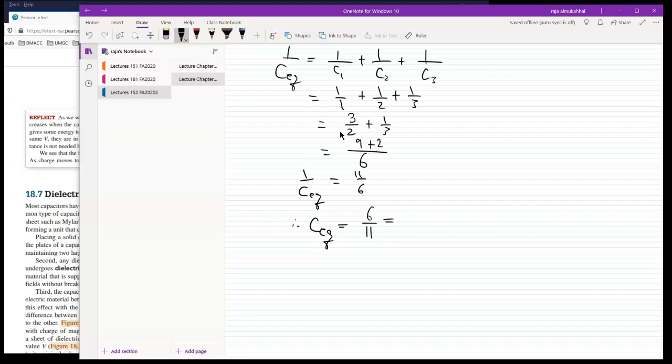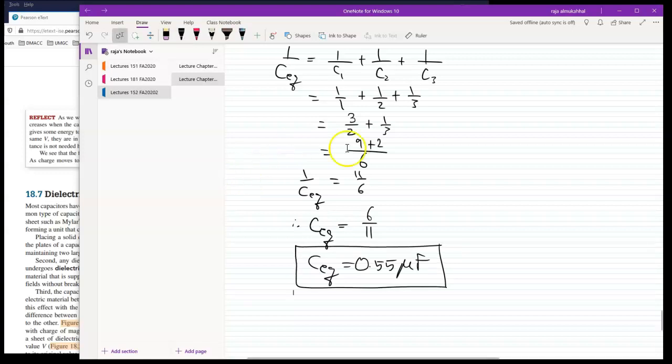I need to use my calculator. So I have 6 divided by 11. I hope I did it right. I got 0.55 roughly. So C equivalent is 0.55 microfarad. That's the equivalent capacitance. Just give me a second. I want to use my calculator to make sure I got it right. 1 plus 0.5. Yeah, I got it right. Okay, so there we go.